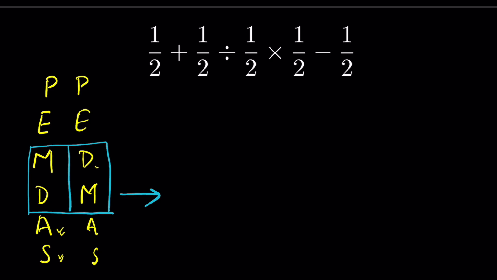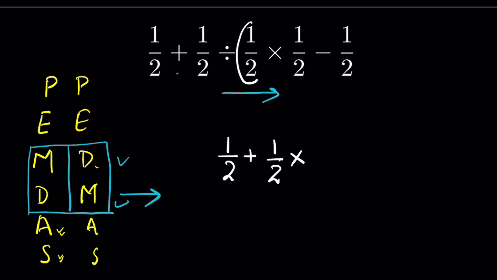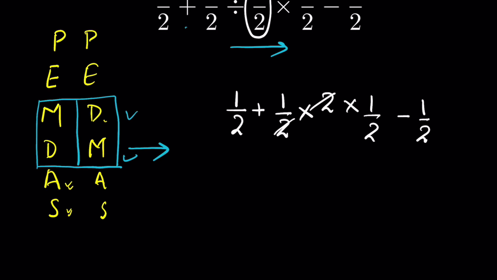Now from left to right, we have division first, because this addition will always be after division or multiplication. So we will solve it like this: 1/2 + 1/2. This division gets converted into multiplication and the number after that then gets inverted. So it is now 2 and then × 1/2 − 1/2. Now this and this get cancelled. Now we have 1/2 + 1 × 1/2 − 1/2.